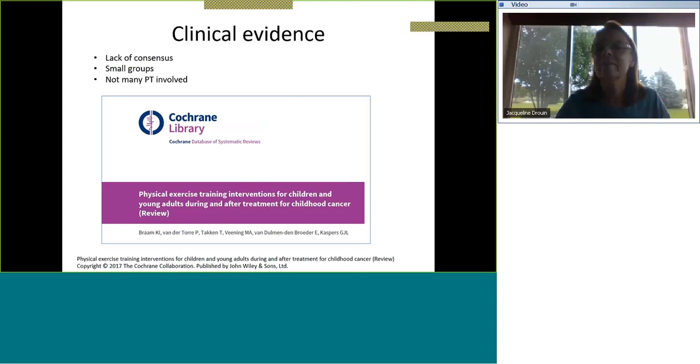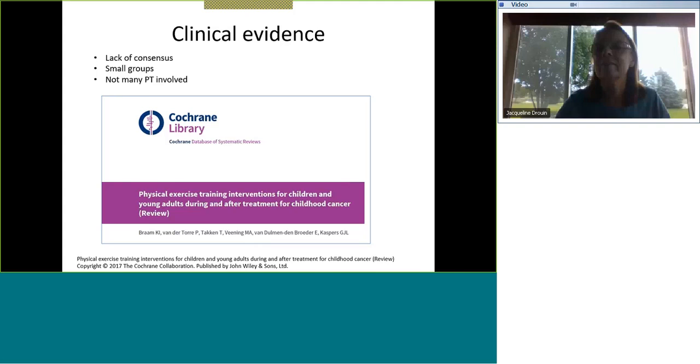Now, there is a lot of clinical evidence regarding the role of physical therapy in pediatric cancer, but there is a lack of consensus on what we should be doing and how we should be assessing it. Most research goes from clinical cases to this Cochrane systematic review, but the problem is that most research groups include a small group of patients, and there are not many physical therapists involved in the application of these tests. For example, there are a lot of 6-minute walking test assessments being done by nurses and not physical therapists, even though they have physical therapy intervention.